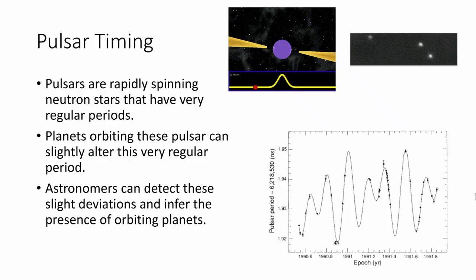So when this beam is directed towards the Earth, we see it as a very bright flash of light, and that flash of light happens at a very consistent period. So if we detect one of these pulsars and its period seems to change at a regular rate, we can infer that there must be an exoplanet orbiting this pulsar that's causing the period of its spin to change slightly.